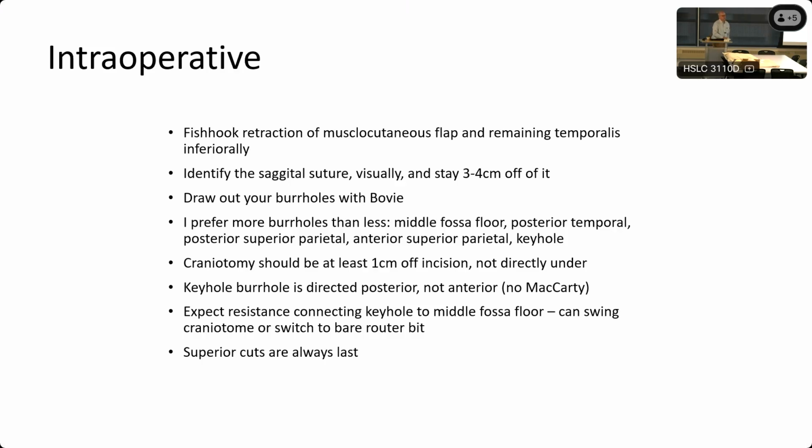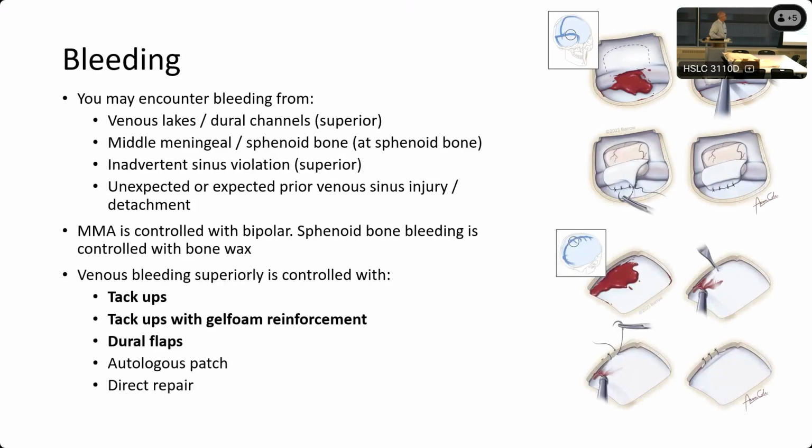I always do my superior cuts last because that's your most dangerous cut, and that's where you can have the most bleeding and can be the most traumatic. In terms of bleeding, you can encounter bleeding from venous lakes and dural channels superiorly. You might encounter bleeding from the middle meningeal artery or the sphenoid bone. You might have an inadvertent sinus violation or an unexpected or expected prior venous sinus injury or detachment. And when you encounter those, they are quite traumatic.